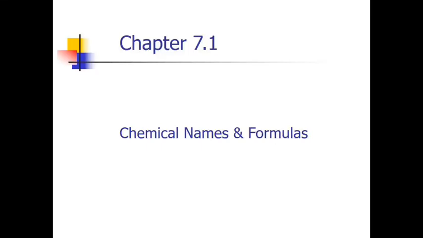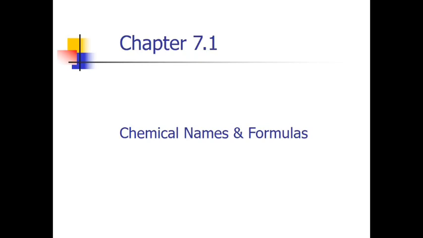Hello everyone, we are going to start Chapter 7, Section 1 today. We're going to get through part of it, starting off our compound nomenclature, and we're going to start with Ionic Nomenclature. I asked you as part of your homework to get a lot of ions written down.